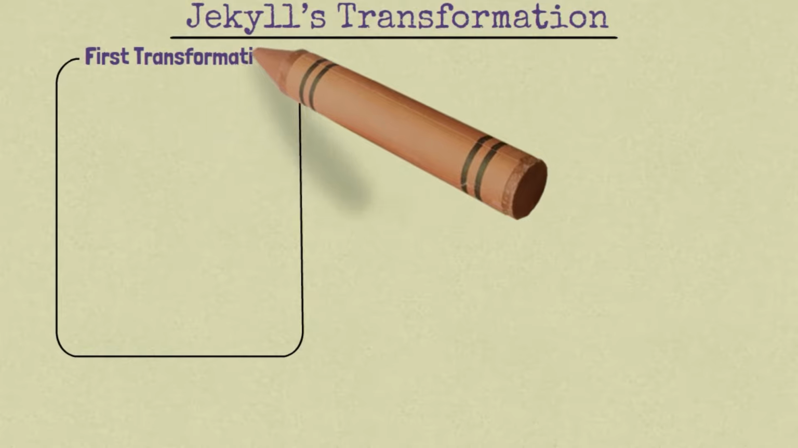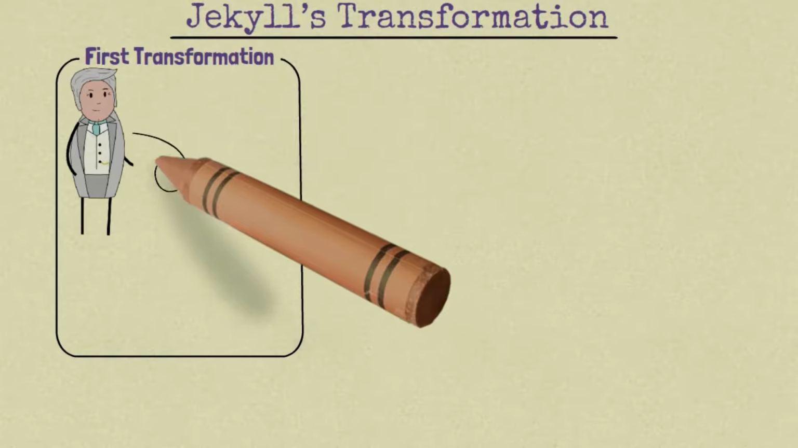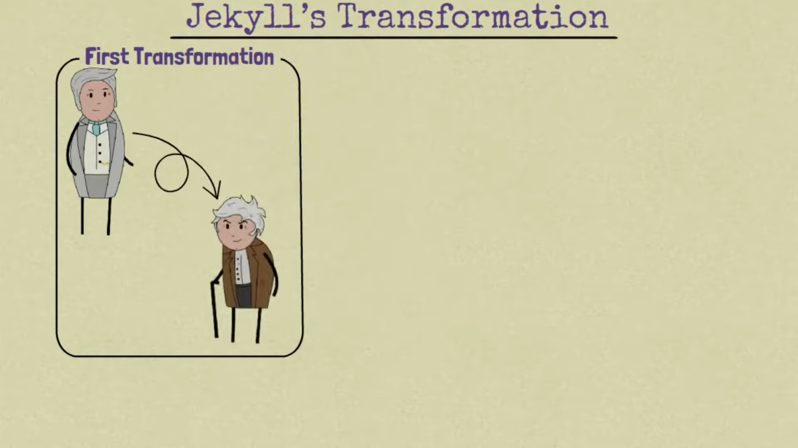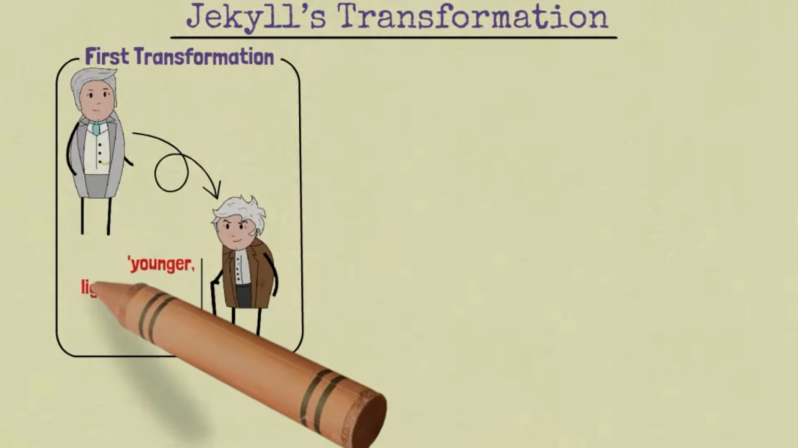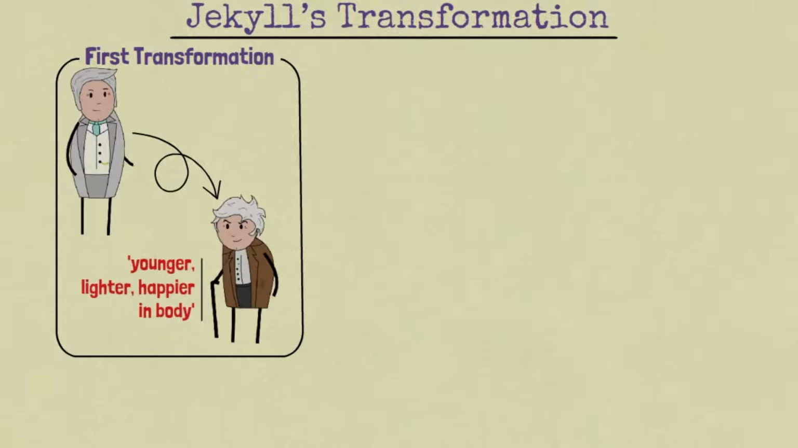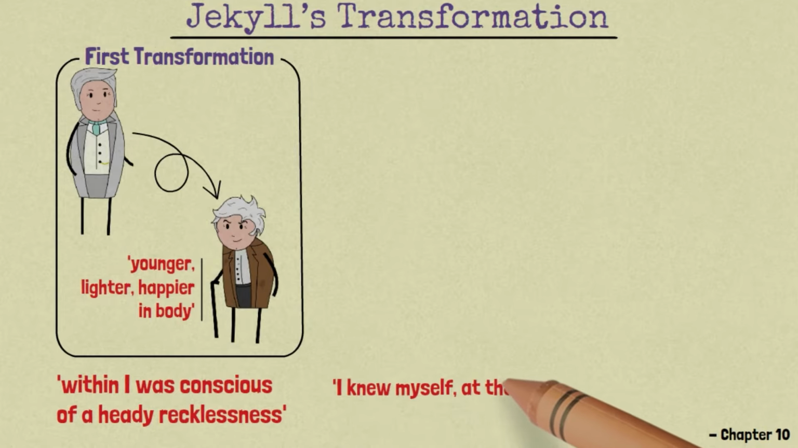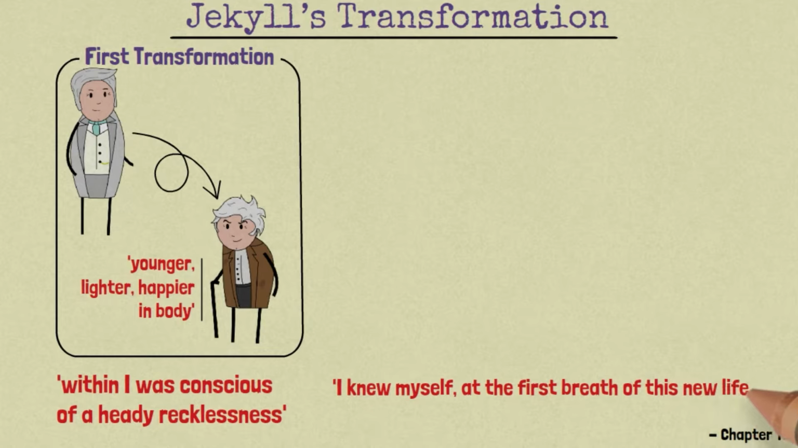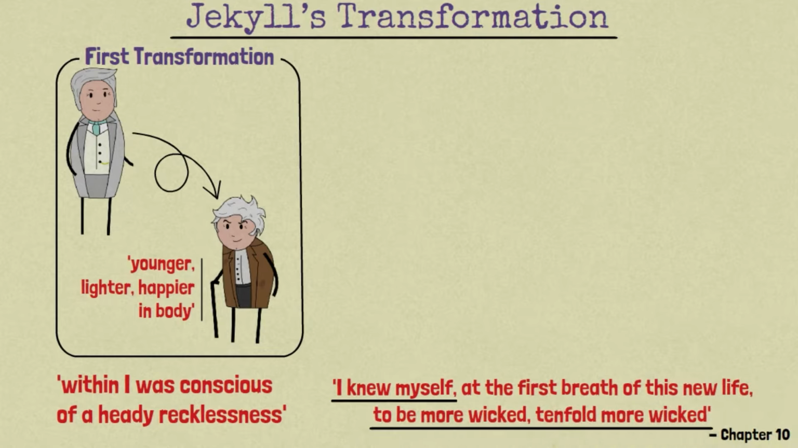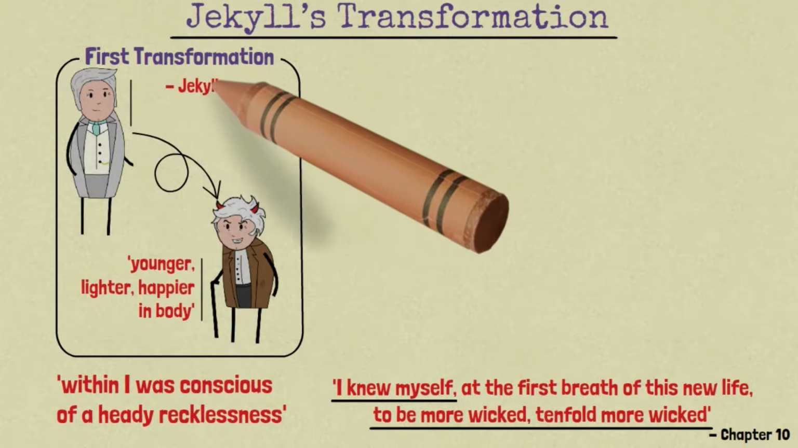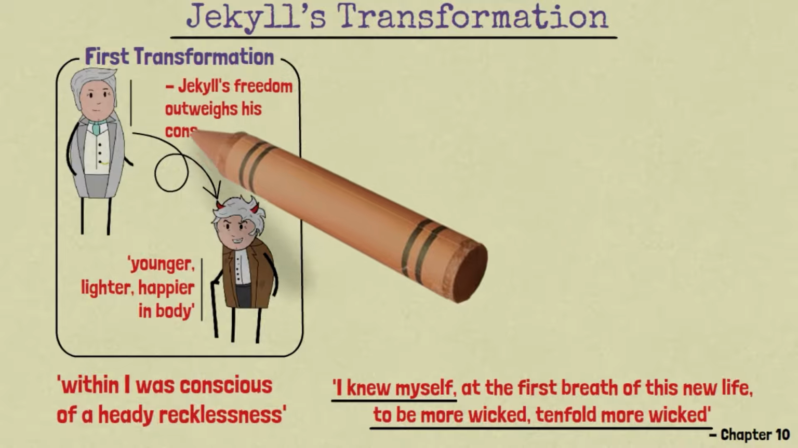When he talks about his first transformation into Hyde, he uses words and phrases to evoke an incredible sense of liberation and freedom, saying that he felt "younger, lighter, happier in body. Within, I was conscious of a heady recklessness." At the same time, however, he acknowledges, "I knew myself at the first breath of this new life to be more wicked, tenfold more wicked." He is immediately aware of the monster that he has created, but he feels so free as his alter ego that he simply does not care.